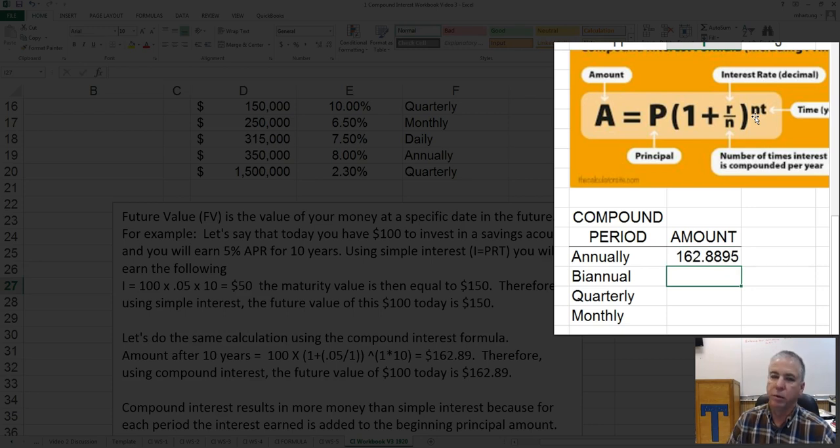So we end up with a total amount of $162.89. Let's try it twice a year and see what we get.